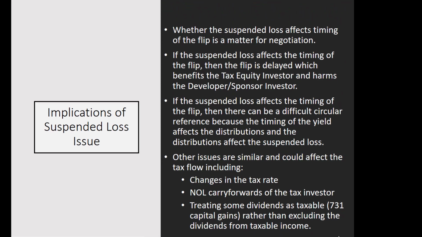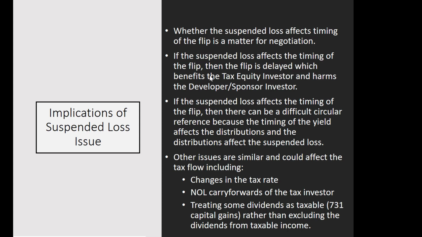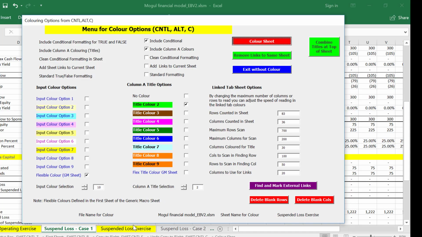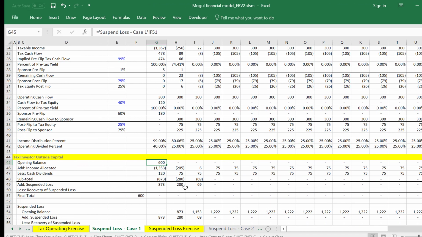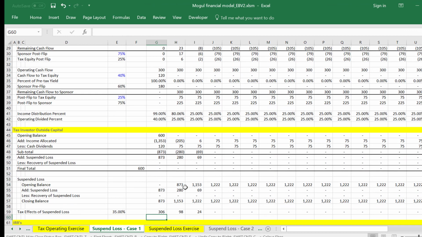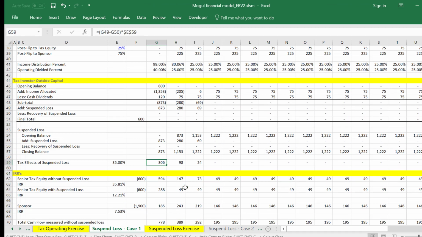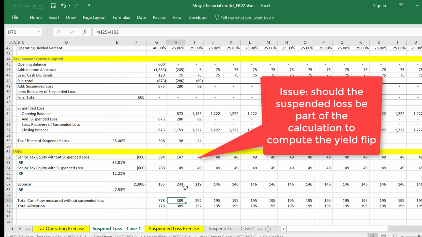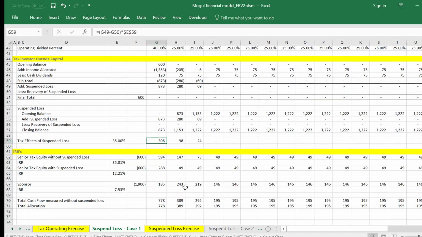Okay, now here's some of the implications. You can say that, well, this suspended loss we just looked at should be in the flip calculation. Or, here's the philosophy. You could say, no, that suspended loss, this stuff right here, that's the responsibility of the tax equity investor. So should you include it in computing the flip or not? That's the hard part. The modeling part is difficult.